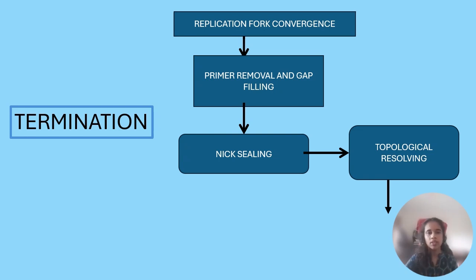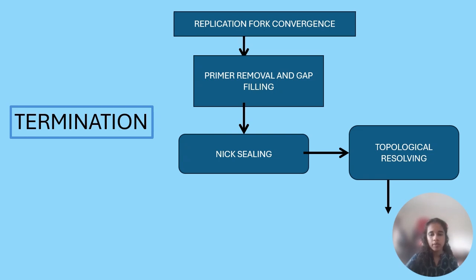So you have to relax this positive supercoil, and that is done by topoisomerase type 1 and 2. They relieve the supercoil. They basically introduce transient breaks, single or double stranded breaks, in the DNA strands. So it relieves supercoiling and helps in the unwinding and compaction of the DNA during replication.